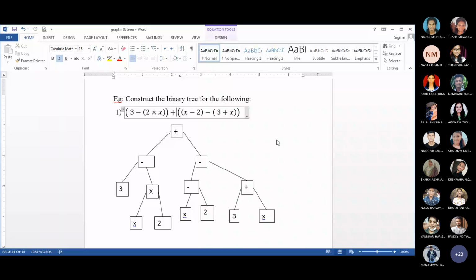Now the left expression, meaning the one in brackets, 3 minus 2 into x. If we consider only 3 minus 2 into x, you can see that the minus sign is acting as my central operator. So for the expression on the left of plus, the minus sign is acting as a central operator, so I'll put that minus sign. Again, that vertex of minus will have two branches, one on the left and one on the right. On the left of minus there is only 3, so vertex 3 comes there.